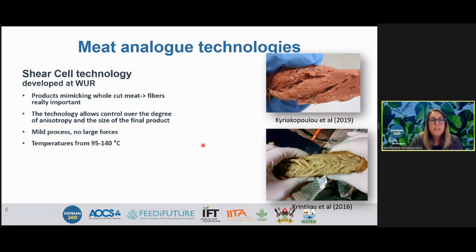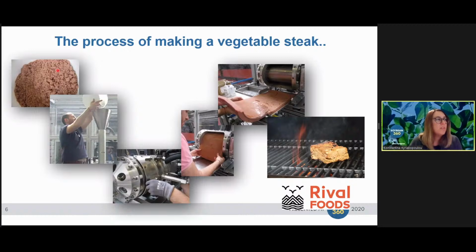So how does this technology actually work? We start with the protein powder, which is the basis of our recipe. This is hydrated and fed into our Sear Cell device. This type of device is a Couette device, so it's a cylinder which has a cylinder on the inside. Between the two cylinders, we feed the product, and the cylinders are heated up. The inner cylinder is rotating, and with this rotation, it creates this desired fibrous structure. So it texturizes our protein.